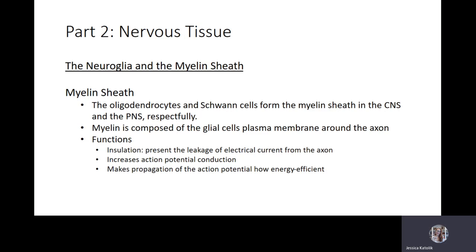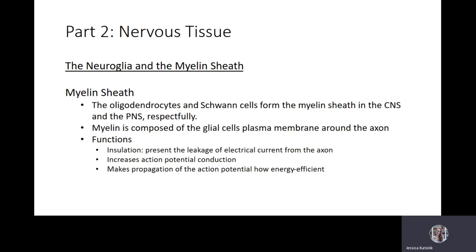So some of the functions of this myelin sheath are, one, most important, insulation. It's going to prevent the leakage of electrical current from the axon. So if one axon in location A is firing, it will not affect an axon in location B. So there won't be any crossover of electrical current from a biological wire to another biological wire.